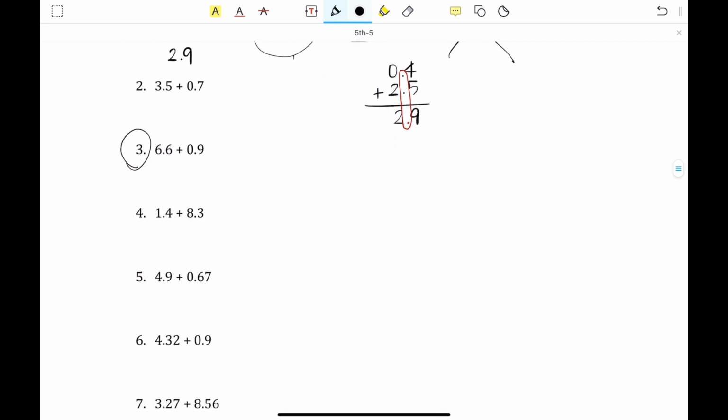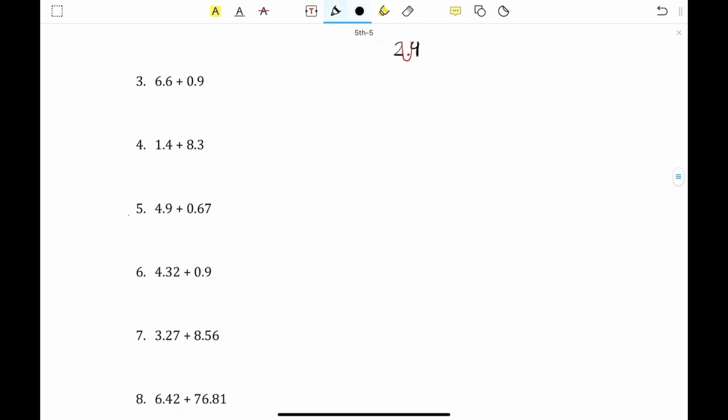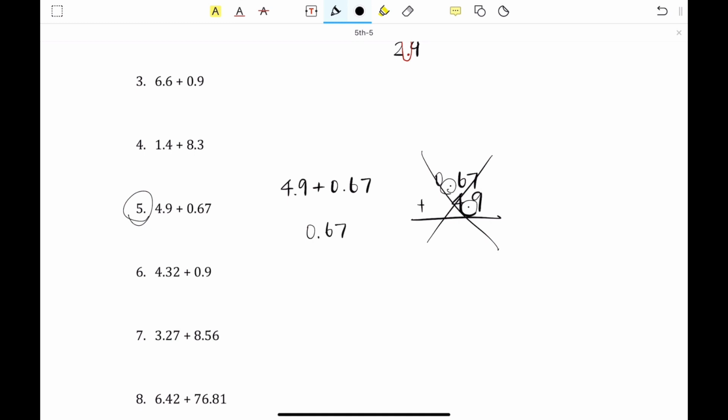Now let's look at, actually we're not going to do number 3, we're actually going to do number 5. Number 5 says 4.9 plus 0.67. I hope you realize you cannot write it like this. This is incorrect because your decimals are not aligned with each other. So the proper way of writing this is 0.67 and then your 4.9, in which the decimals align like this.